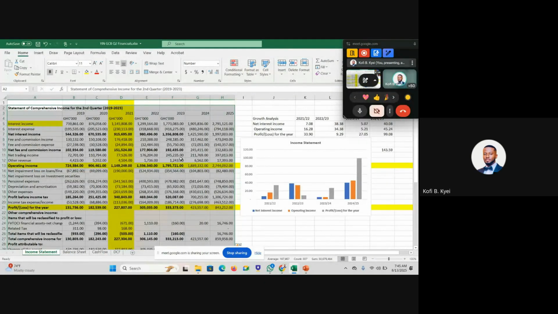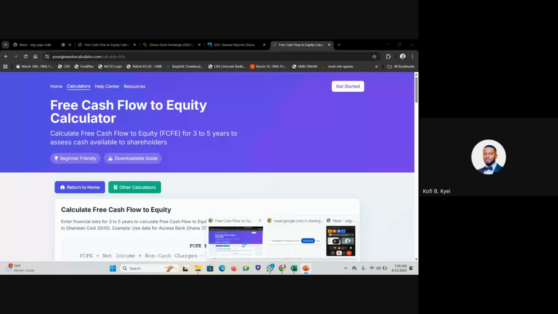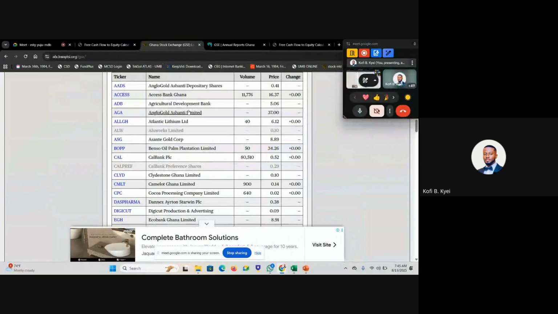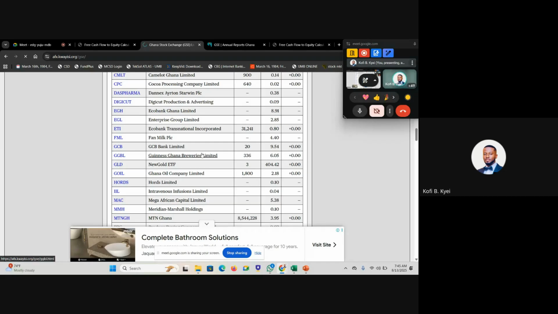So I'll move straight to, let me touch on this slide, which talks about the structure of the stock pitch document. So the first item is the company overview. Move to the industry analysis, valuation, investment thesis, then recommendation. Okay, so I'll go straight to where you can get this information. So company overview, I mentioned that you can get it on the AFXYC. When you click on GCB, let's say GCB, that's the stock we are working on now.